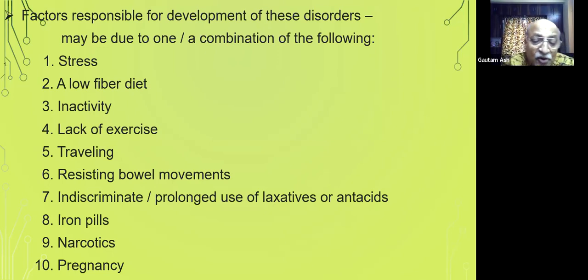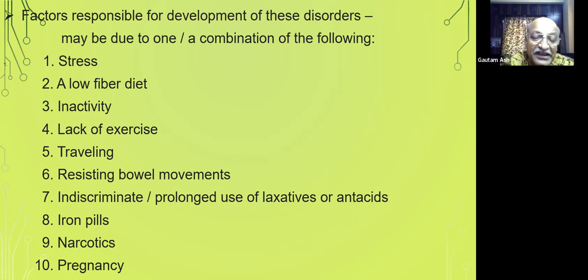Then indiscriminate or prolonged use of laxatives and antacids. This is another very, very important factor. Nowadays, people go over the counter to get medicine everywhere. Even in the grocery shop, antacids and laxatives are available. So whenever any person is feeling constipated or has diarrhea or acidity, they take some sort of laxatives or antacids. With prolonged use of laxatives and antacids, there will be some problems which are functional, not structural, but the patient is not getting cured. This is called exciting factors or maintaining factors. So we have to take care of that.